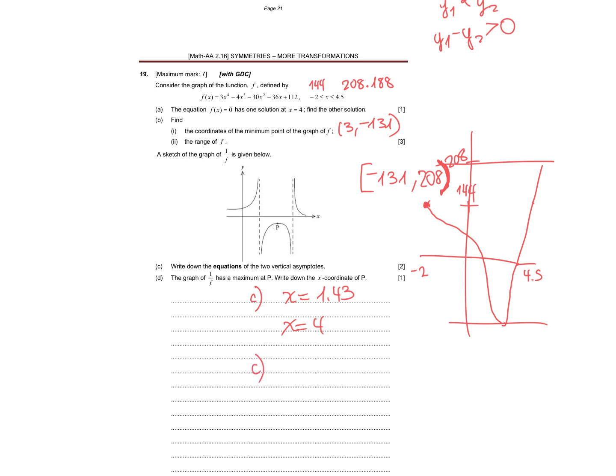C, the graph has a max at P. Write down the x coordinate of P. Okay, so it's just going to be the same 3, and because it's a min here at 3, negative 131, it's going to be a max at 3, 1 over negative 131. I know they just asked for the x coordinate, but whatever.